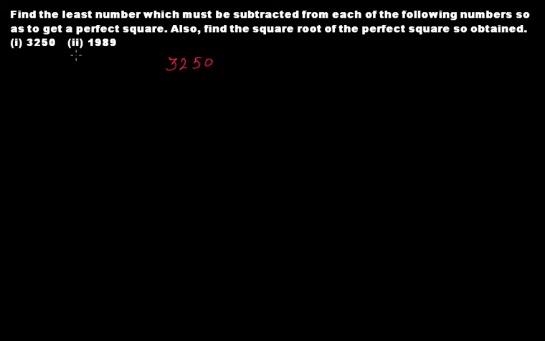This 3250 is not a perfect square. You have to subtract a certain number from this number so that your resultant number is a perfect square. Let's do this. If you use the long division method to check the remainder, right? The remainder is the game. So start making pairs. Here you'll put 5. So 5 times 5 is 25. You subtract it, you get 7.